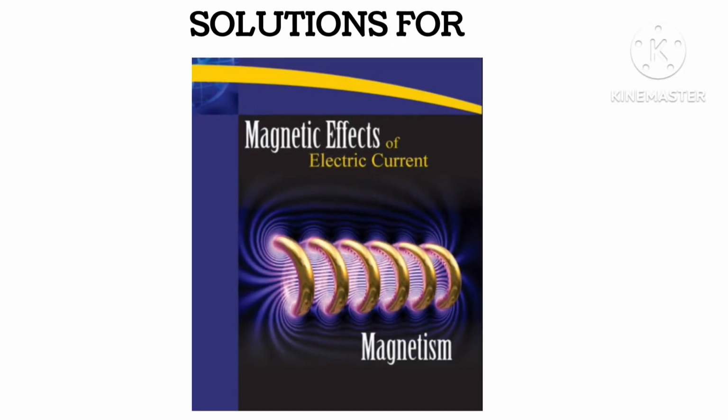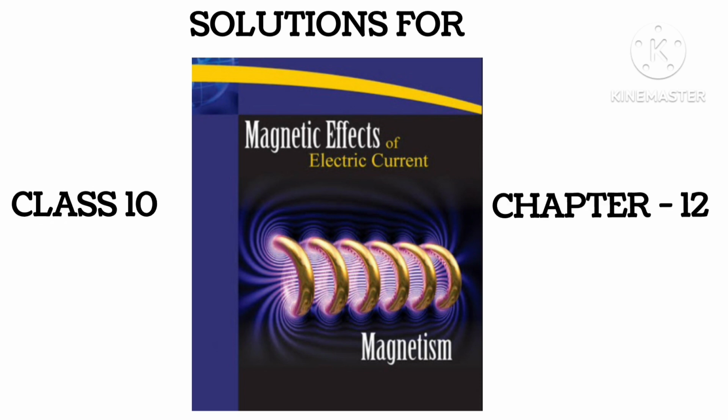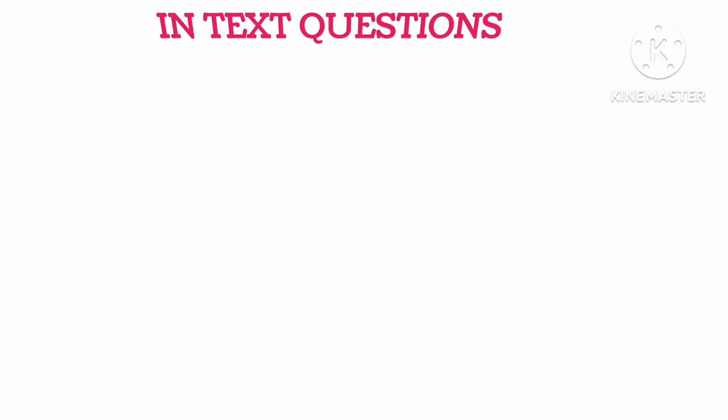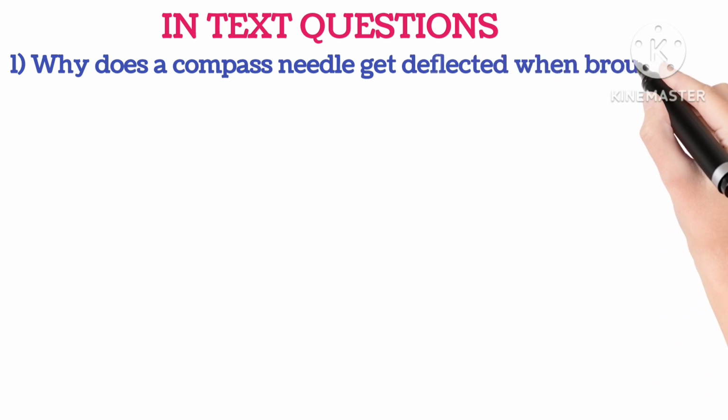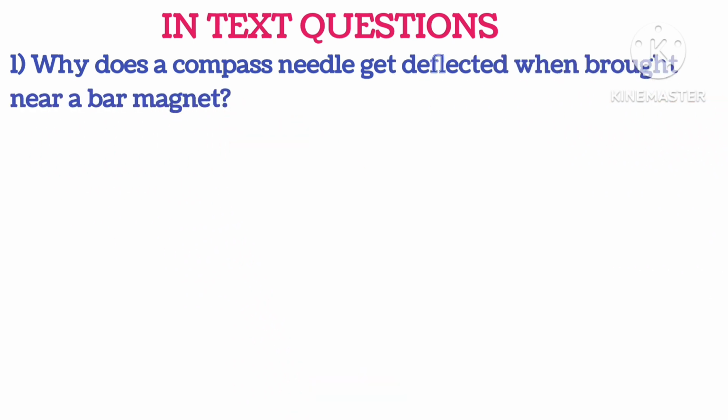Solutions for Magnetic Effects of Electric Current, Class 10, Chapter 12, Part 1. In-text questions. Why does a compass needle get deflected when brought near a bar magnet?